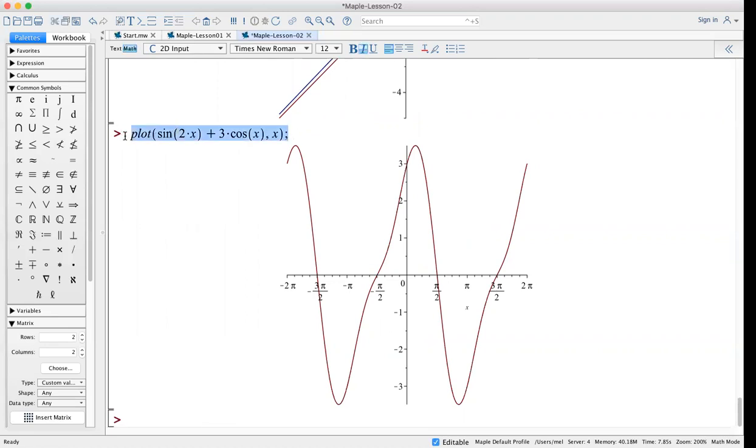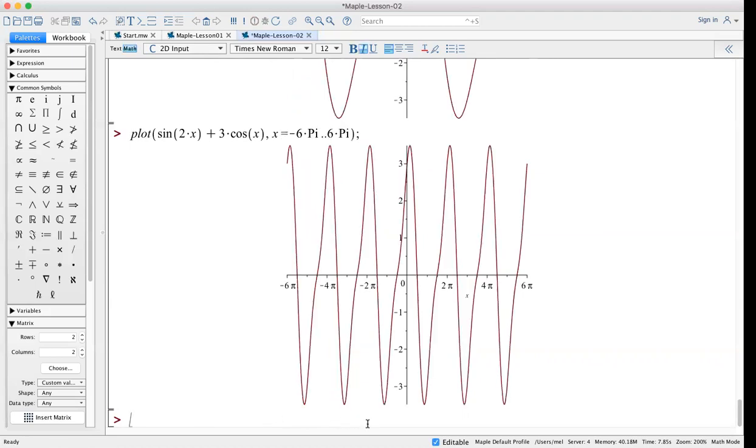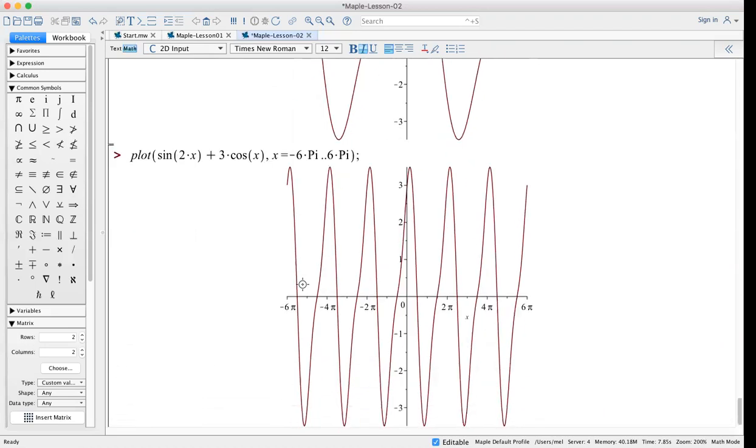And if you want to see it over a longer interval of x, you just put in what you want. So maybe minus 6 times pi. When you write pi in Maple, you must use a capital letter P. So minus 6 pi to plus 6 pi. And there, that's what it looks like. You really see the periodicity of the sine and the cosine. They repeat every 2 pi.